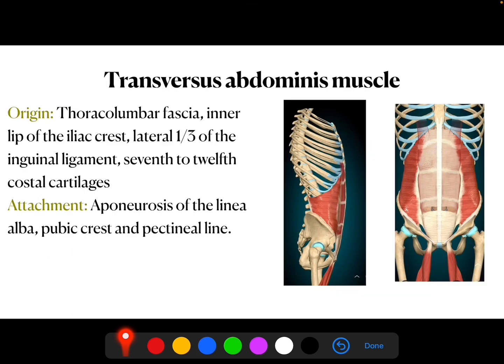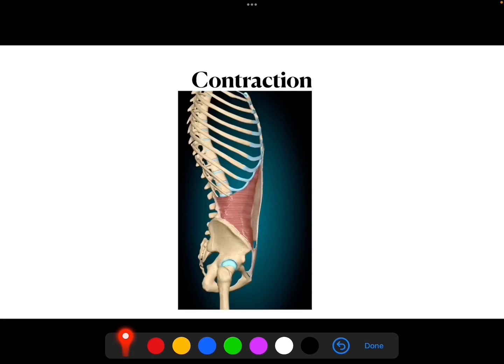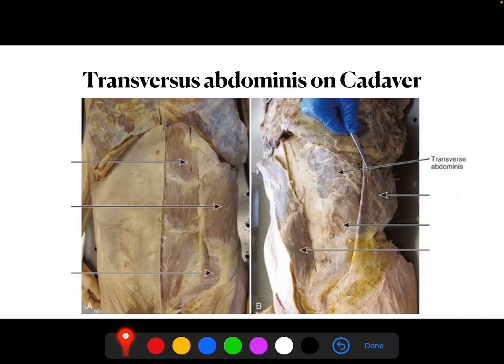Transversus abdominis muscle. It originates at the thoracolumbar fascia, inner lip of the iliac crest, lateral 1/3 of the inguinal ligament, and 7th to 12th costal cartilages. It attaches at the aponeurosis of the linea alba, pubic crest, and pectineal line. Actions performed by this muscle are contraction. This is what it looks like on the cadaver.